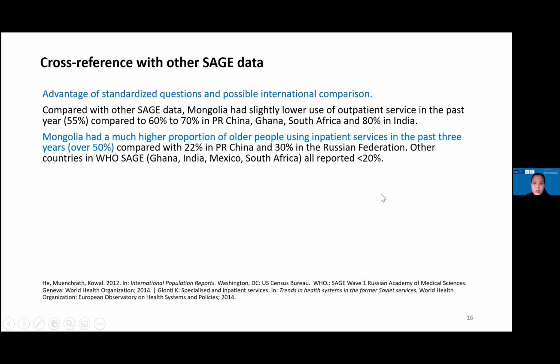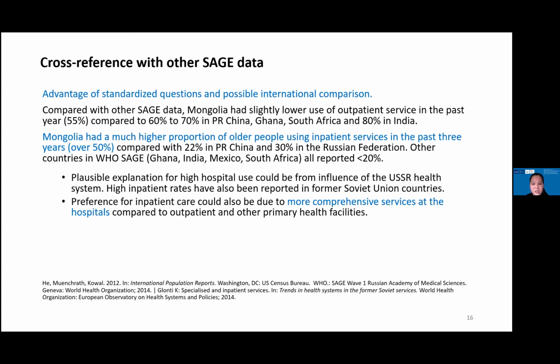Briefly on the cross-reference to other survey data, there's an advantage in terms of standardized questions, but also the possible international comparisons. For outpatient services, data are roughly around the same, but Mongolia has a really high proportion of older people using inpatient services. It's almost 50% in the 3 years, compared to 22% in PR China and 30% in the Russian Federation. A possible explanation could be that this high hospital rate is more common in the USSR health system, and this could be what we found in this data.